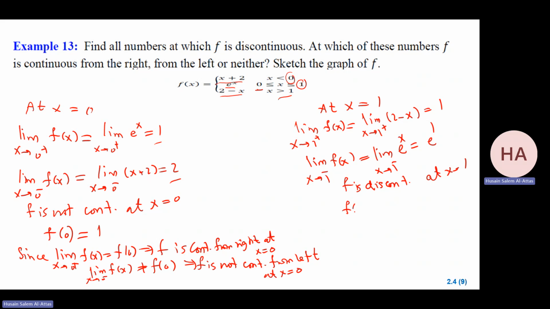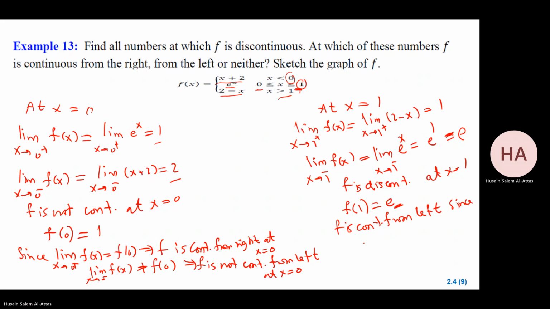Okay. What is f at 1? f at 1 is e. Substitute, the equality is here. So f of 1 equals e to the power 1, which is e. So it means f is continuous from left, because the left limit is e, which is similar to this.